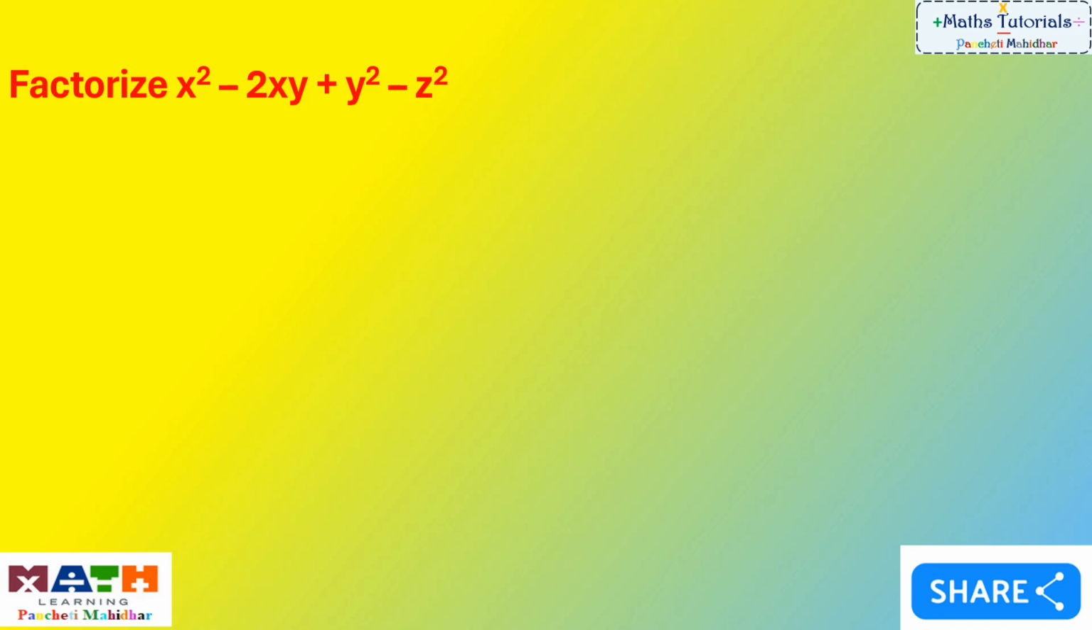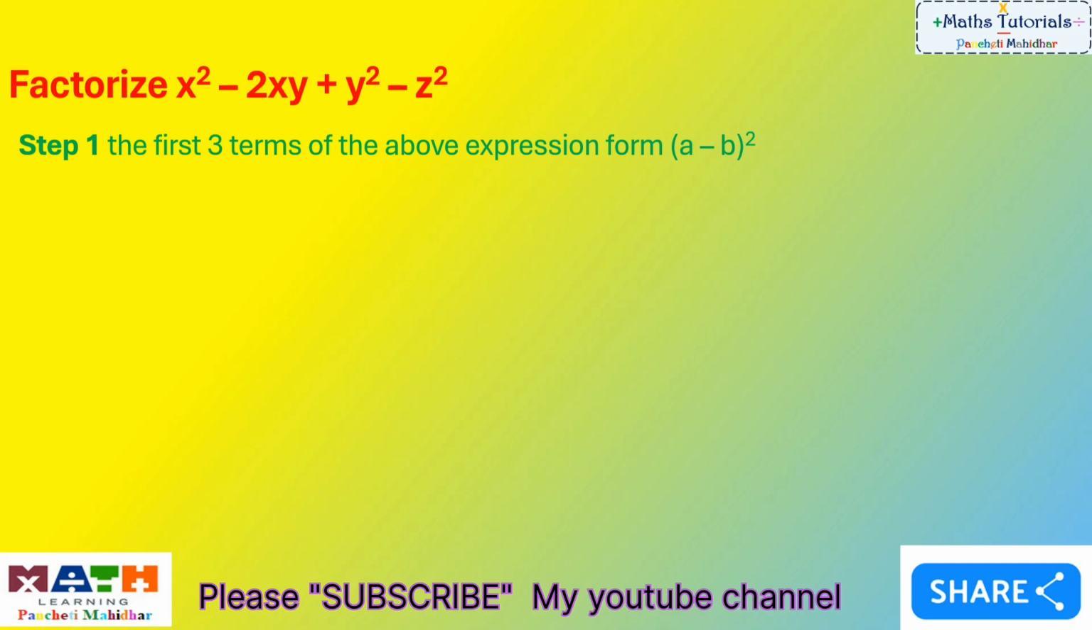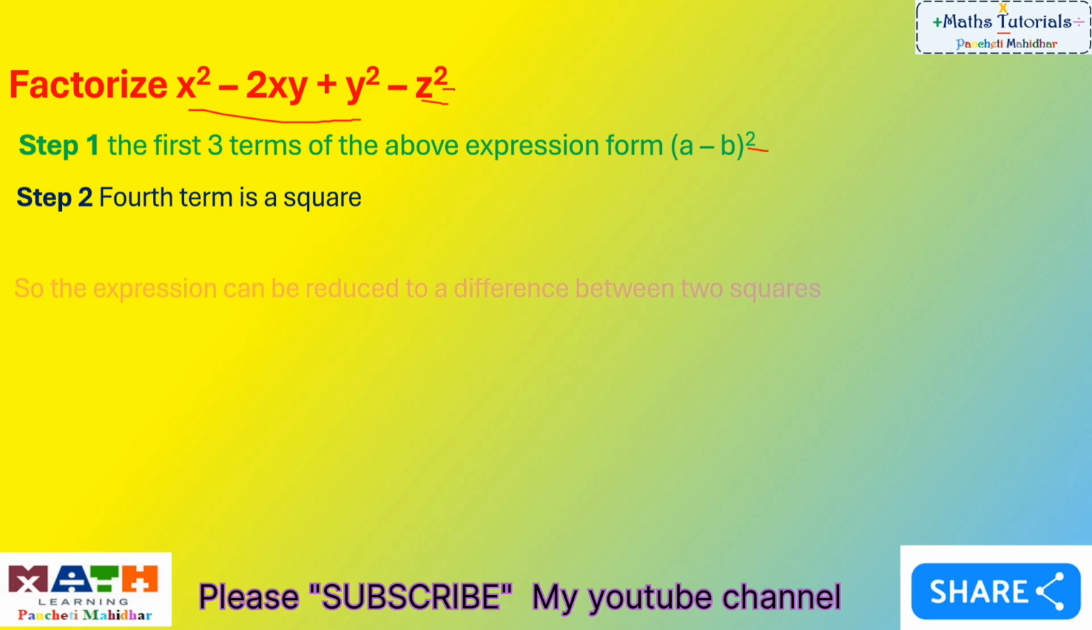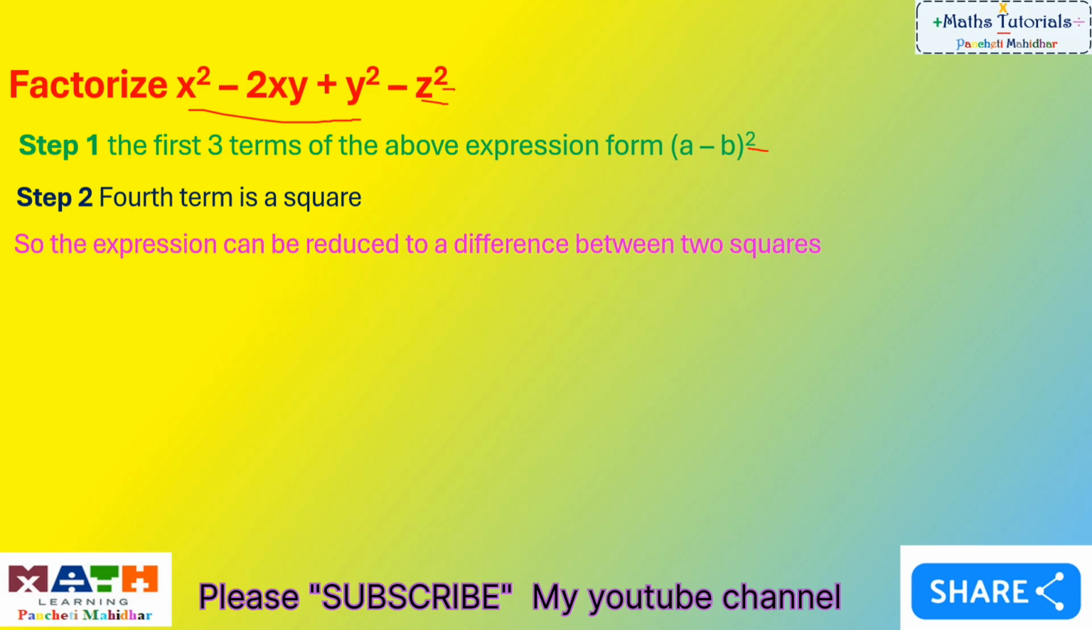Factorize x square minus 2xy plus y square minus z square. Step 1, the first three terms of the above expression form a minus b whole square. Step 2, the fourth term is a square. Here is also a square, this is also a square. So the expression can be reduced to a difference between two squares.